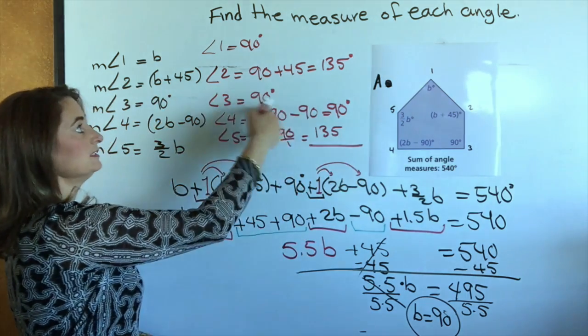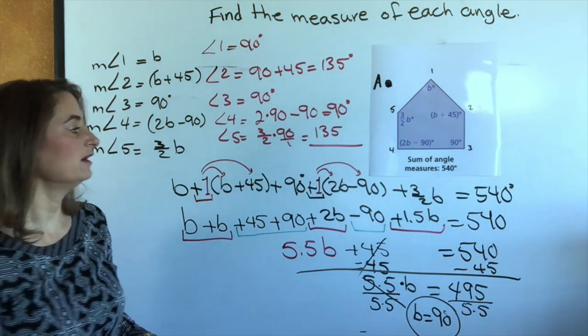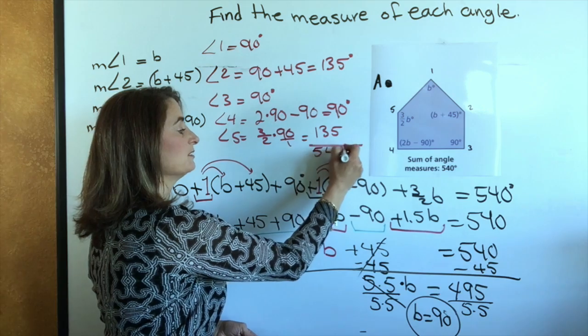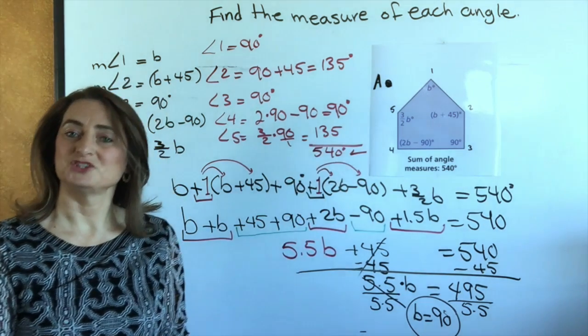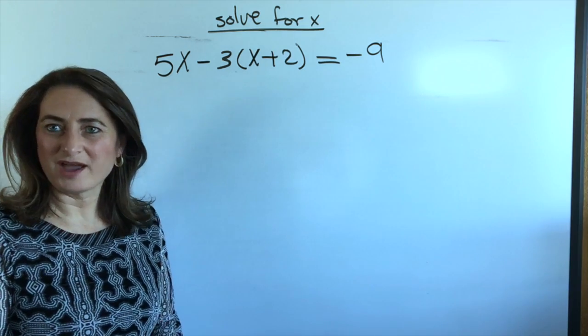Now add all these angles, 90 plus 135 plus 90 plus 90 plus 135, to make sure that you got 540 degrees, which is the sum of all these angles, and it did check. Let's solve for x for this equation as practice.